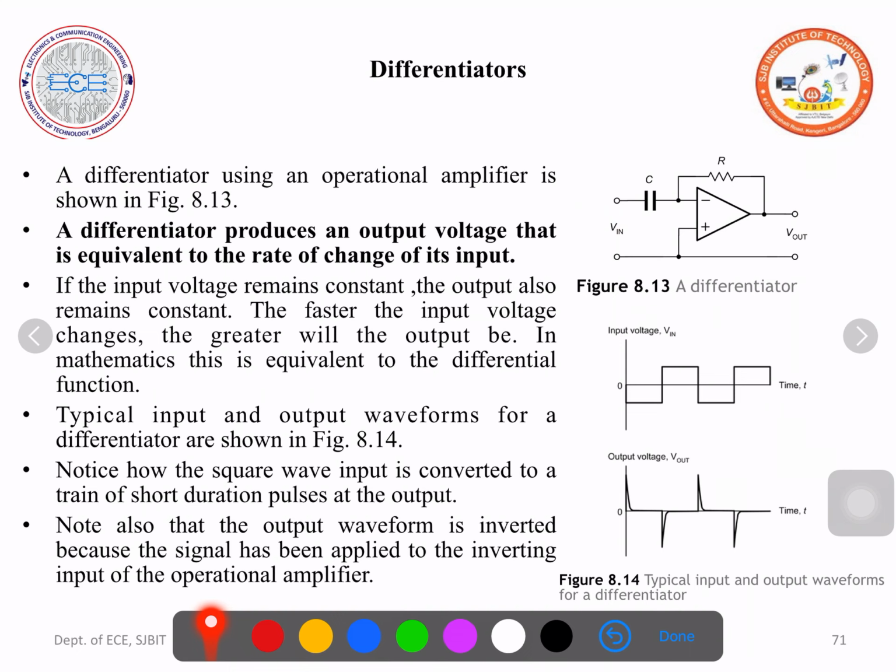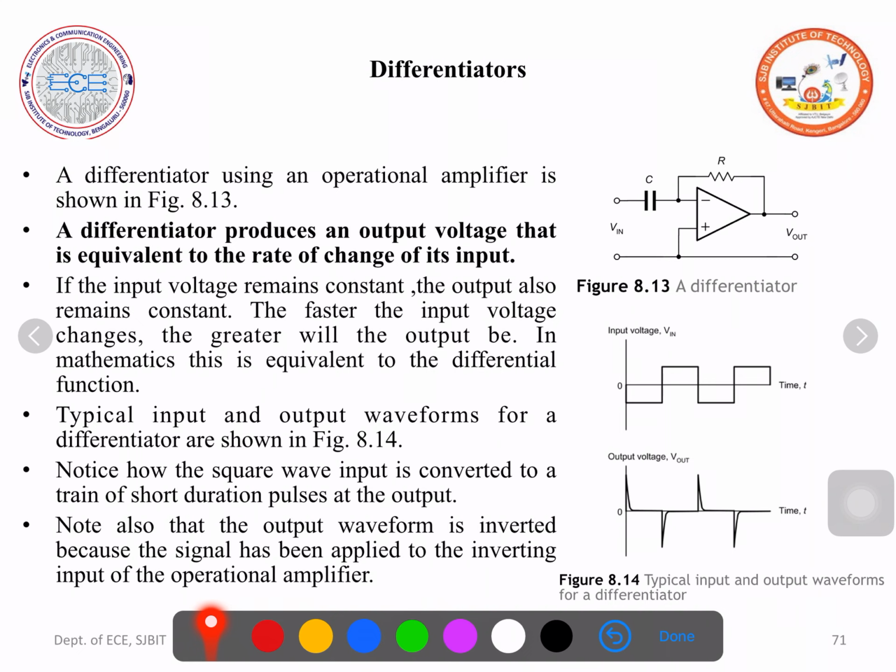Also, in the differentiator, if the input voltage remains constant, the output also remains constant, that is 0. The differentiation of a constant value is 0. Now, for simplicity, let us consider a square waveform as the input voltage that is applied at the input. This is the voltage waveform that is applied at the input of this operational amplifier.